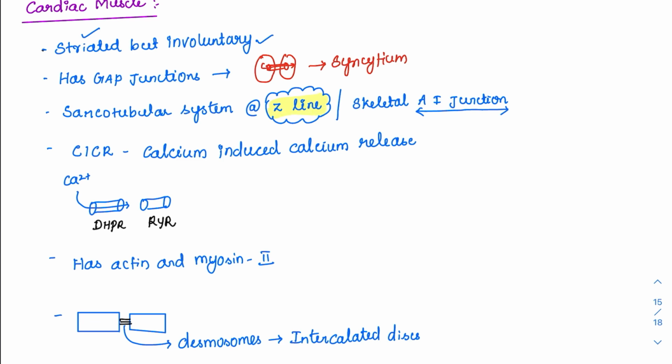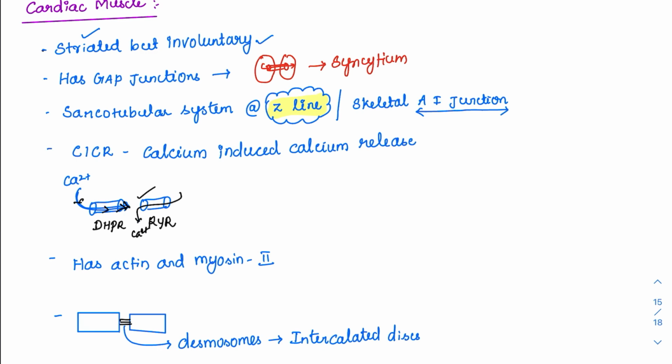And there is one more difference between a cardiac contraction and skeletal contraction. In skeletal muscle, action potential arises and it activates the DHPR, which in turn activates the RYR and releases the calcium. But in cardiac muscle, this DHPR also conducts the calcium. So when this calcium enters through the DHPR, it will activate the RYR, and from the RYR calcium is going to be released. So calcium is coming and calcium is released.